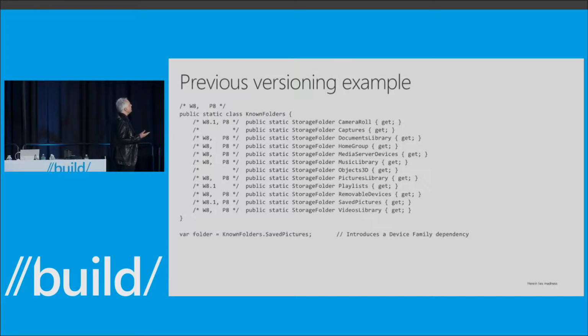So Save Pictures was introduced in Windows Desktop version 8.1. That's what the W8.1 means. But it was introduced prior to that on the phone, in Phone 8. So any app that has that line of code can run on Phone version 8, but not Windows version 8. And Phone 8.1 and Windows 8.1, because that's sort of the minimum version. It's there later on.